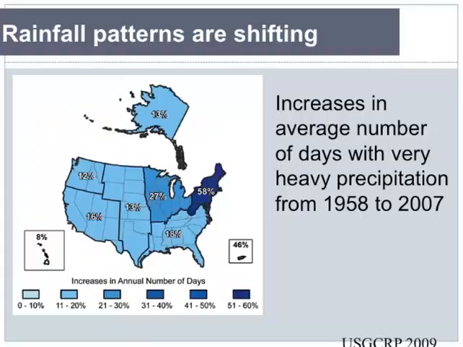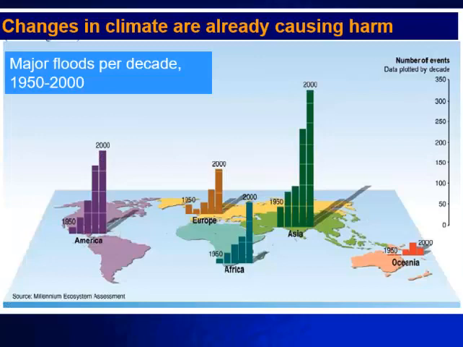We also know that rainfall patterns are shifting. So if we look at the increase in annual number of days of rain, there are some areas in the country which are seeing minor increases, and other areas in the U.S. that are seeing much heavier precipitation than they usually would have seen. If we look at the major floods per decade, I like this graph because it really lets you look at the different countries and things like that. We are definitely seeing more floods than we have seen in the past.